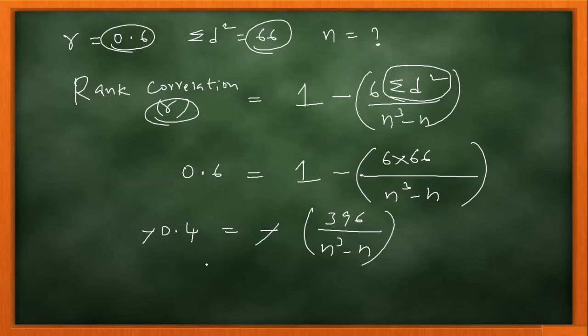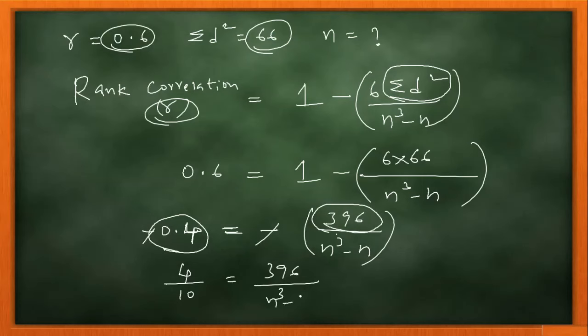Minus minus get cancelled. So it will be 0.4 into n cubed minus n. Or you can write 0.4 as 4 by 10, that equals 396 divided by n cubed minus n. Do the cross multiplication, or you can do 4 ones, 4 nines 36, again 4 nines 36. By doing cross multiplication, what we can write? n cubed minus n is equal to 990.